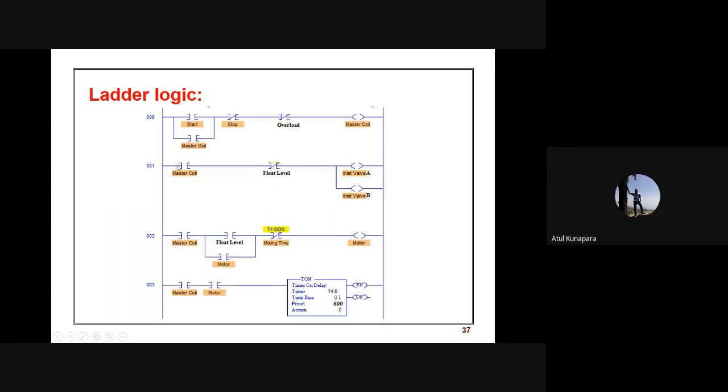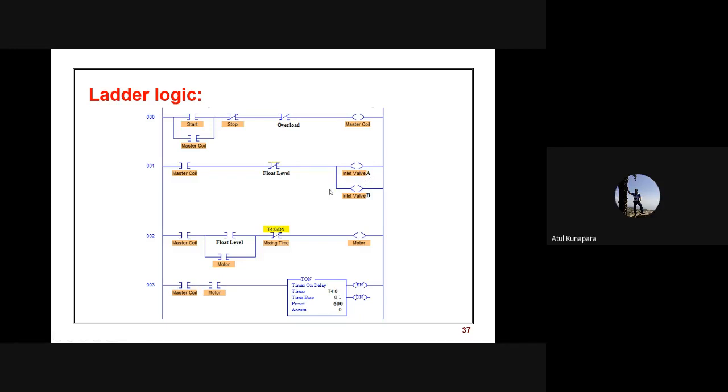If you have started the process and the level of the tank is not achieved, that means the tank is empty, then your inlet valves A and B will both be turned on. That means the two coils connected for valves A and B will be energized. Because of this, your inlet valves A and B will be turned on, so liquid will start coming inside the tank.